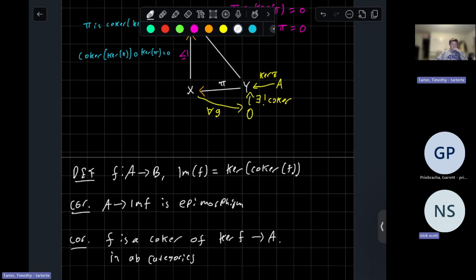I have a question. Now that you kept talking about it, I remember a little bit from my class about co-kernels, and I'm trying to get a feeling for it. I'm reading something, and I want to ask if you can clarify. It says that the kernel is a way of detecting injections, whereas the co-kernel can be thought of as something that detects surjections. So I'm trying to understand what that means.